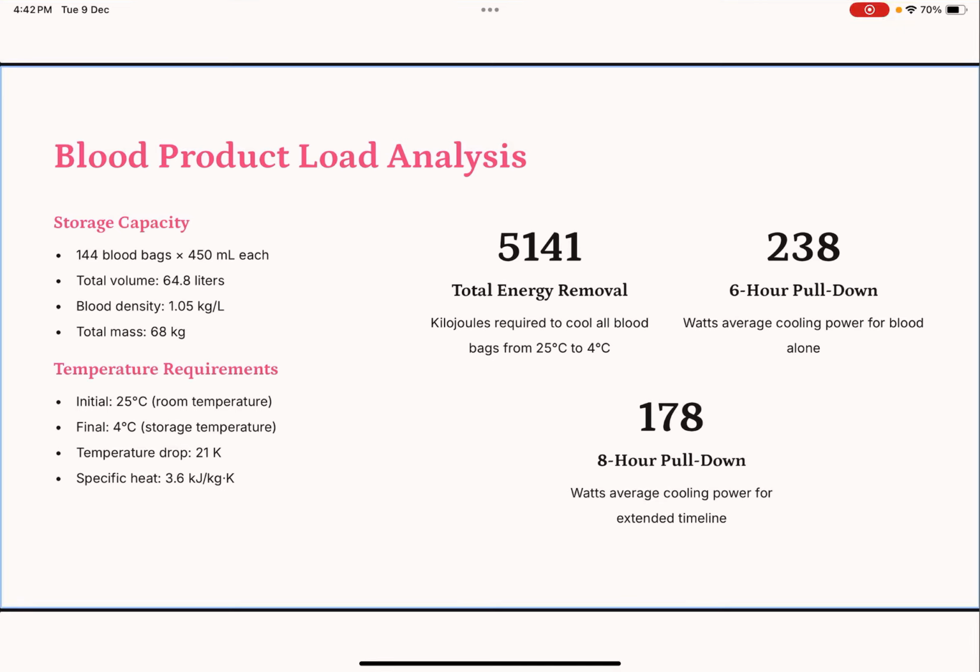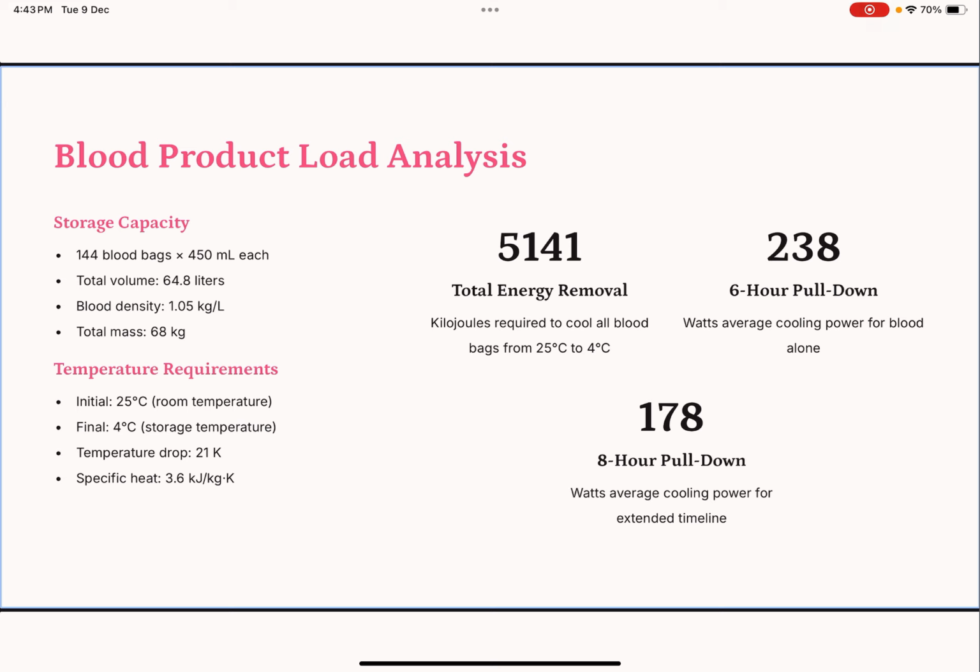So allow me to continue with the load analysis, or cooling load analysis, for the blood bank refrigerator. As I said, it is also called a product load analysis because the product which is to be refrigerated is blood. In our case study, for better understanding, I have taken 144 blood bags. So I am designing a refrigerator which is capable of storing 144 blood bags.